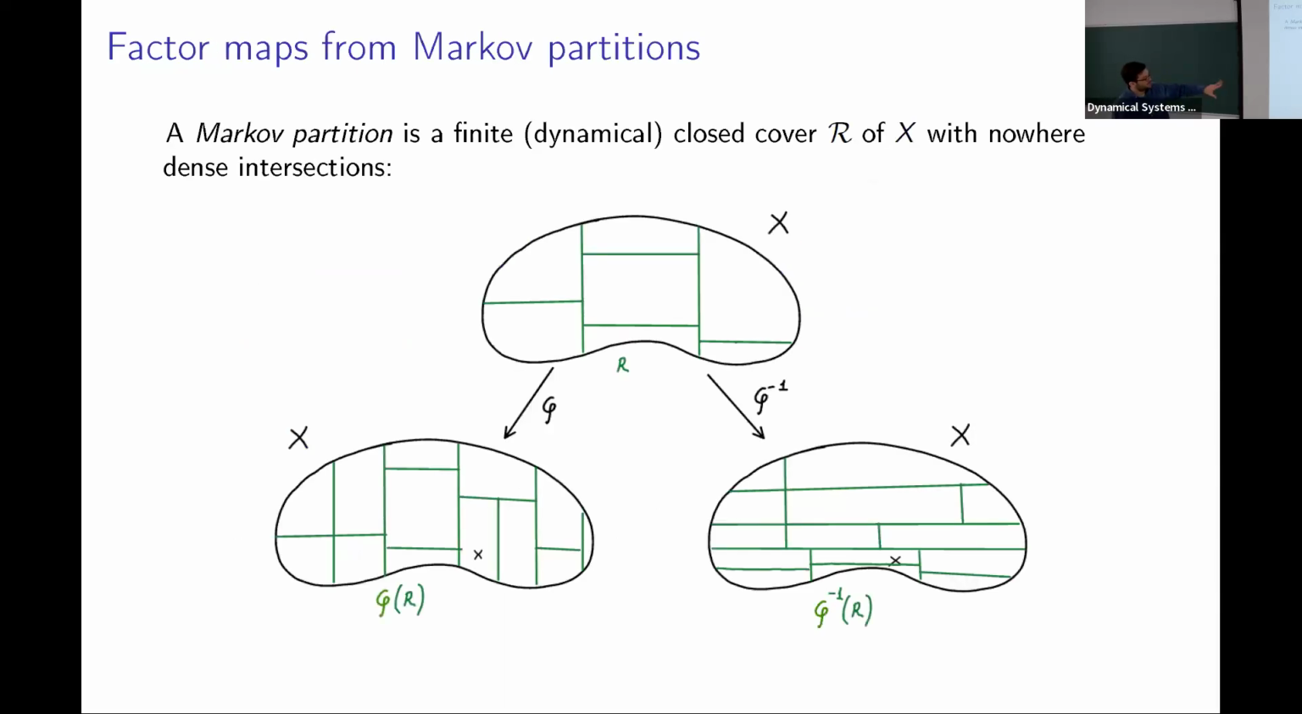Now, I'm going to show you how to start with Markov partitions and create finer and finer Markov partitions. Now, these are most definitely not Markov partitions, but I am not very artistic, let's put it that way. You start with your space.